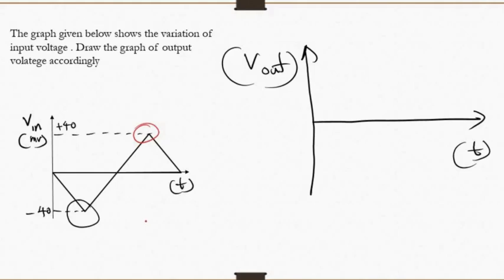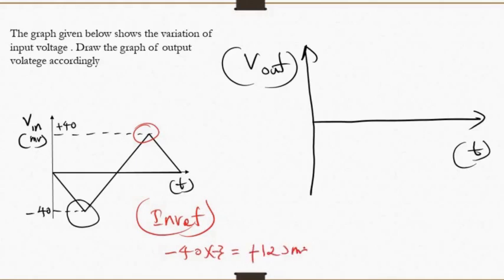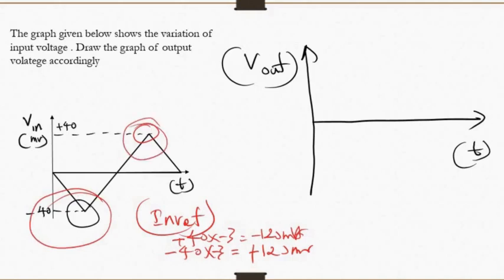So this is an inverting input, it will invert. Minus 40 multiplied by the gain will become plus 120 millivolt, and plus 40 of course multiplied by minus 3 will become minus 120 millivolt. So what happens is this minus 40 becomes positive and this becomes negative. So we have to flip the graph, right? So the value will increase accordingly, like this.